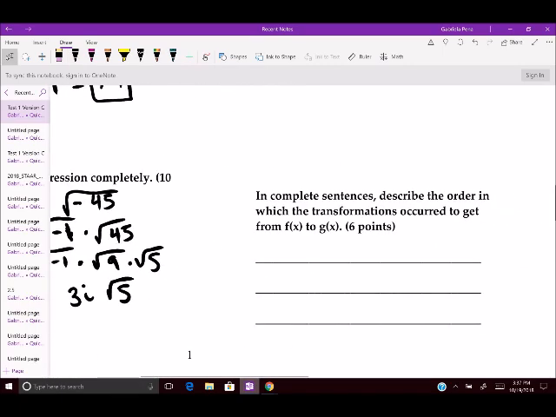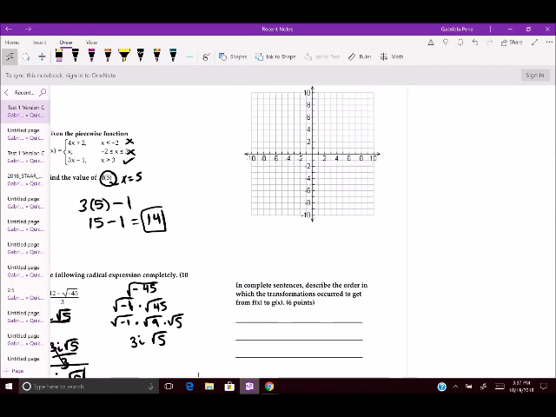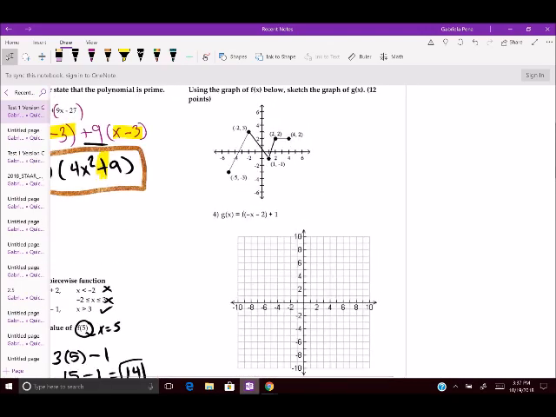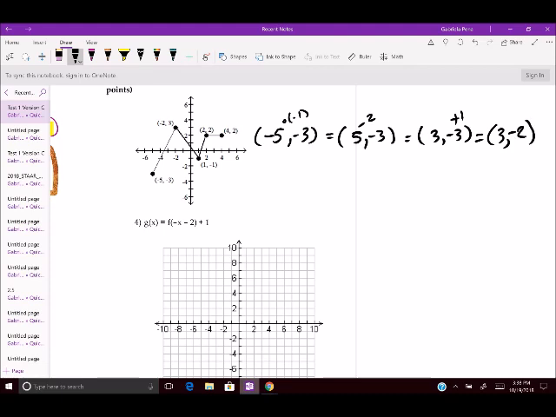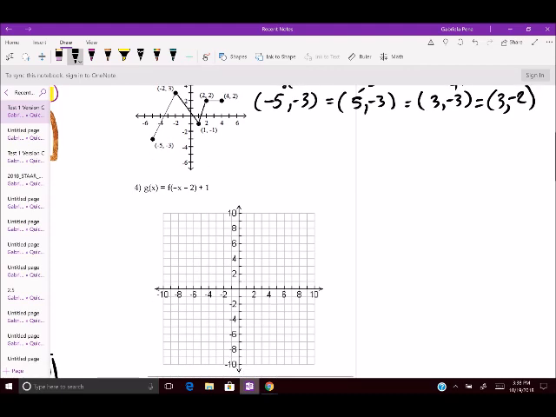Now, for number 4, we will have to take each point. So I'm going to do it algebraically here. Negative 5, negative 3. So remember to multiply by a negative 1. And we end up with 5, negative 3. Then we were going to be subtracting 2, which gives us 3, -3. And then we were supposed to move up. The up was for this one, up 1, which gave us 3, -2. So our first point should be at 3, -2.